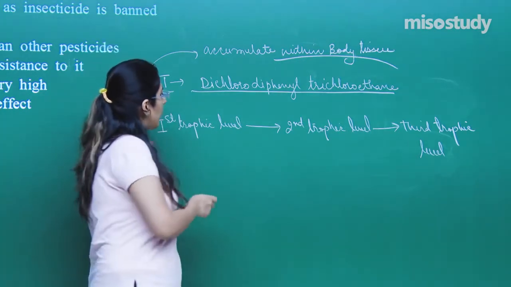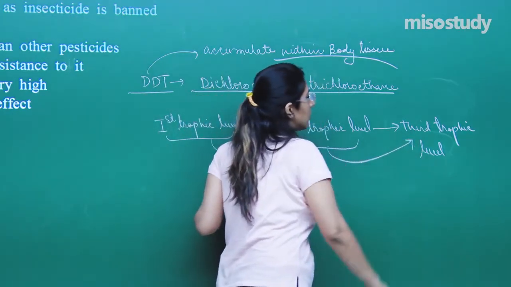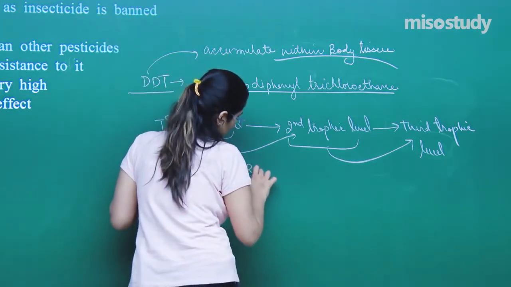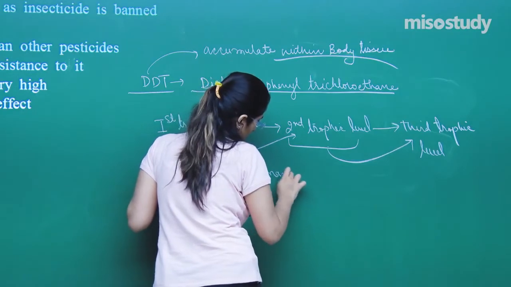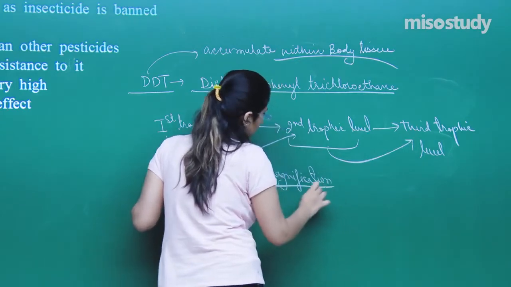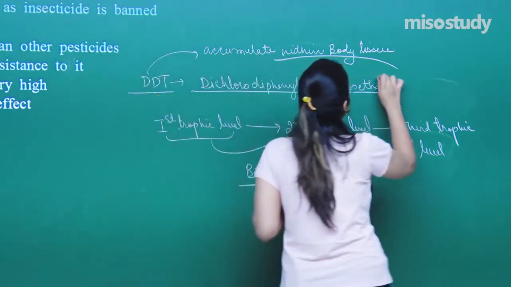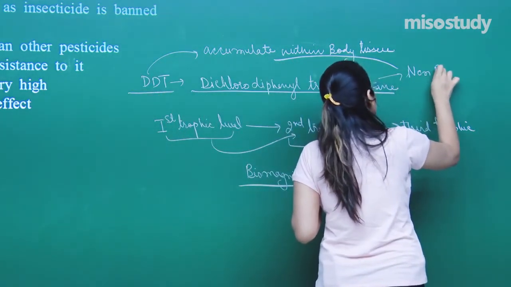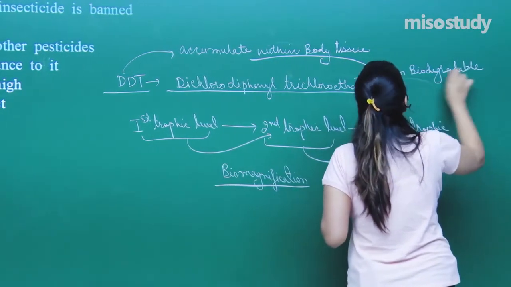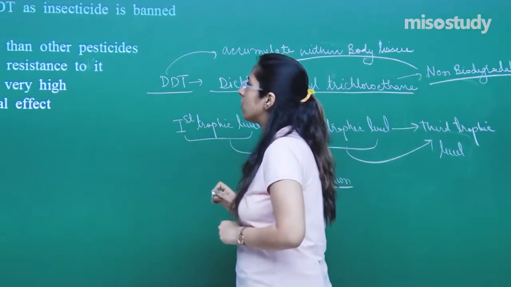This type of accumulation, where from one trophic level it transfers to the second trophic level, and from the second to the third trophic level, if it goes on, is called biomagnification. And if I talk about DDT, DDT is non-biodegradable. This is a major problem which is associated with DDT.